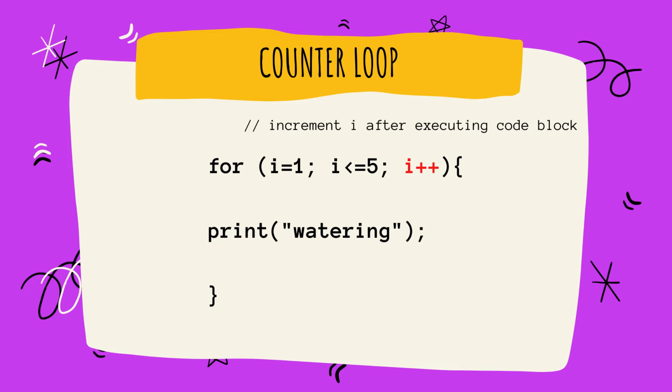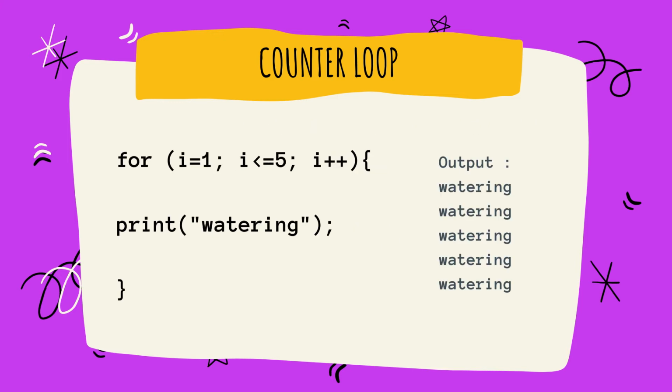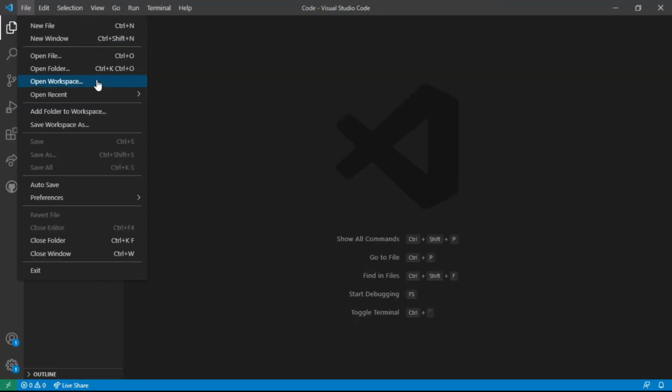As the third block executes every time after executing the code block, the value of i increases every time the task has been performed, so that we can keep track of how many times the loop is getting executed. And in the code block, we are printing watering. As we are stating the condition i <= 5, the program prints watering 5 times. Now let's program the for and while loop.